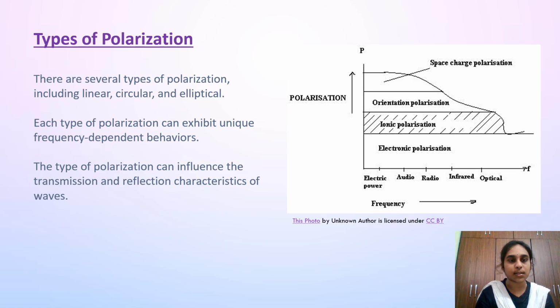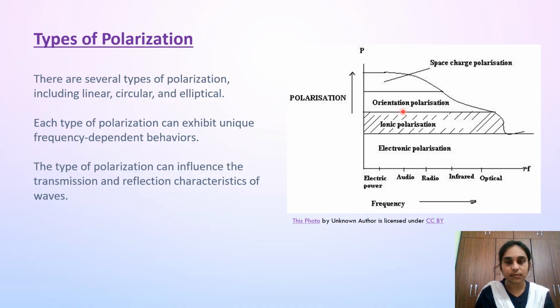Types of polarization. There are several types of polarization including linear, circular, and elliptical. Each type of polarization can exhibit unique frequency dependent behaviors. The type of polarization can influence the transmission and reflection characteristics of waves.